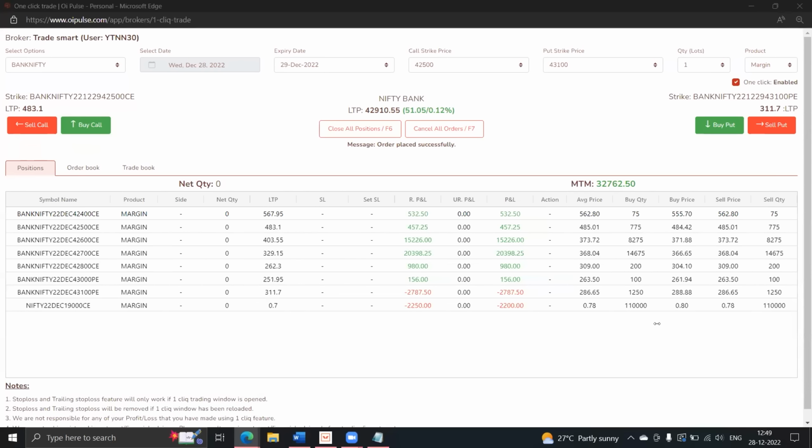Mahesh, you don't need to change the stop loss for the newly added position. The stop loss will be considered for all the positions which you have open.